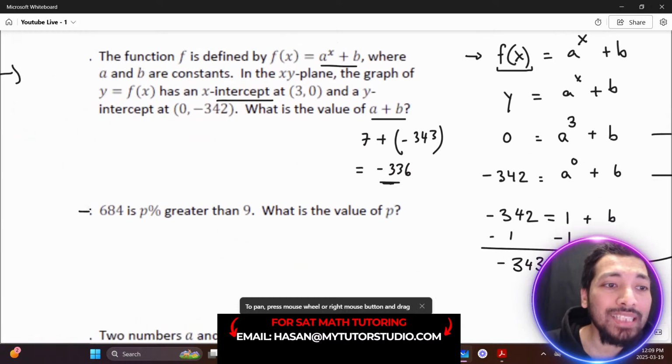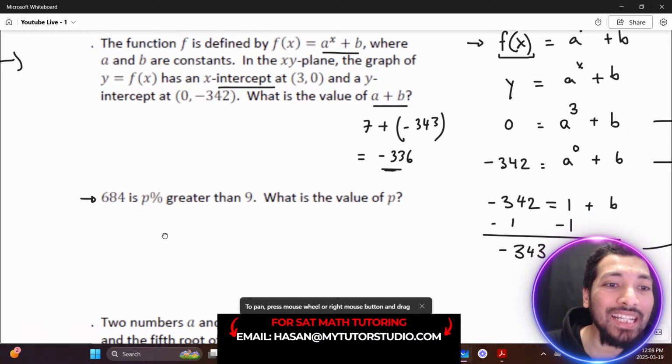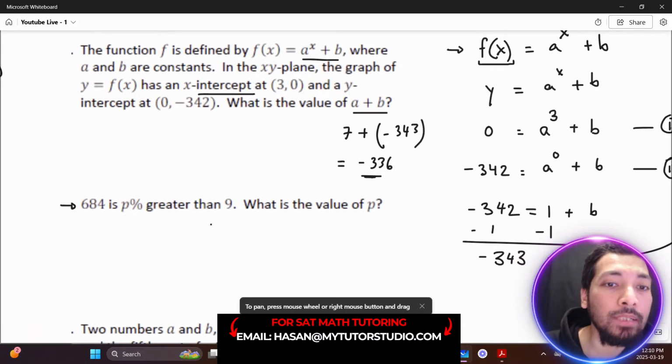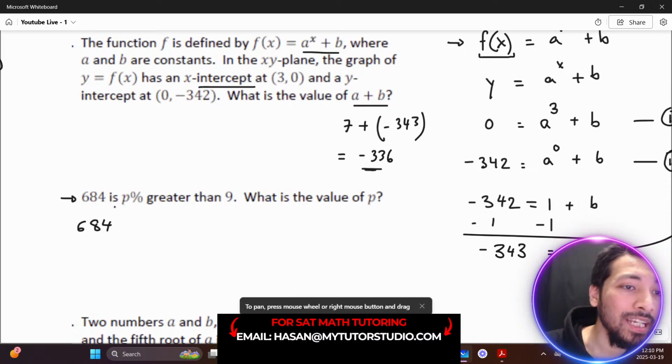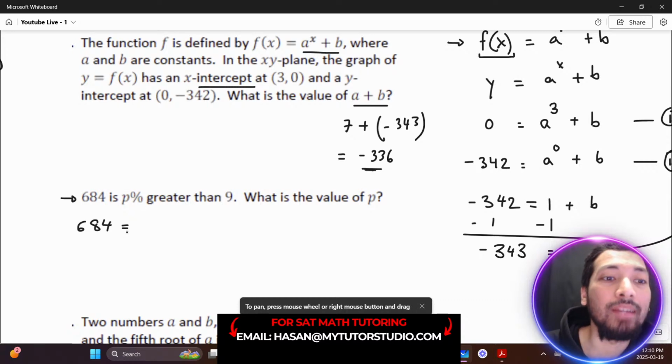The second problem statement says 684 is p% greater than 9. What is the value of p? So let's see. We have 684 equal to p% greater than 9. So how do we actually translate this information?